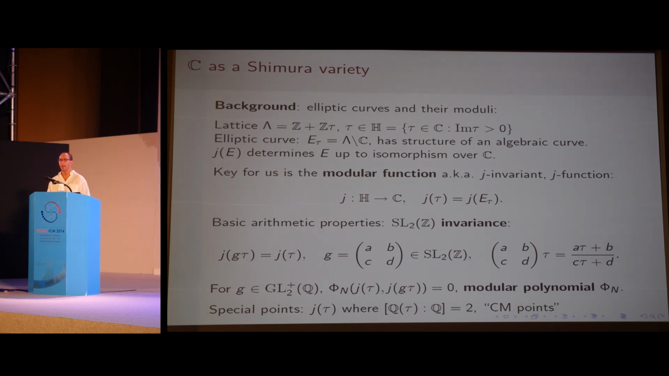Assigning to tau the J invariant of E sub tau defines the modular function, or J function, on the upper half plane. It is a holomorphic function and invariant under the action of the modular group, which acts by Möbius transformations in the way shown. Further, for every rational 2x2 matrix G, the two functions J of tau and J of G tau are related by a modular polynomial. So that generalizes the modular invariance. If this matrix G is actually in SL2Z, then J of tau and J of G tau are just equal.